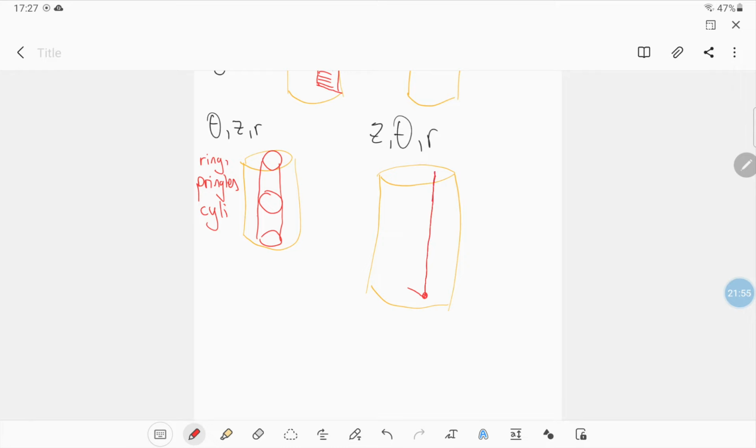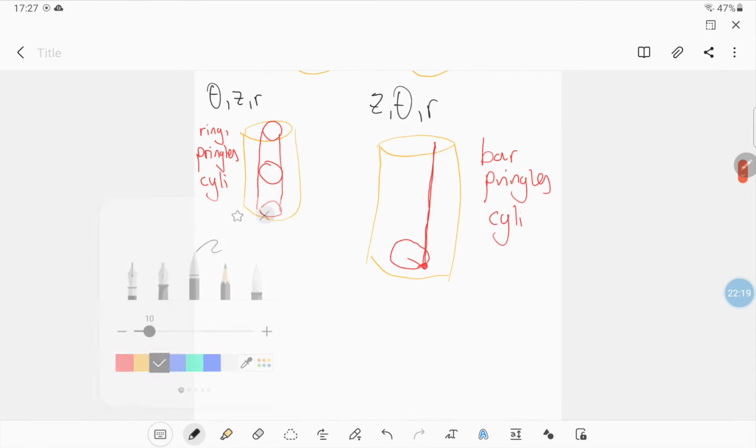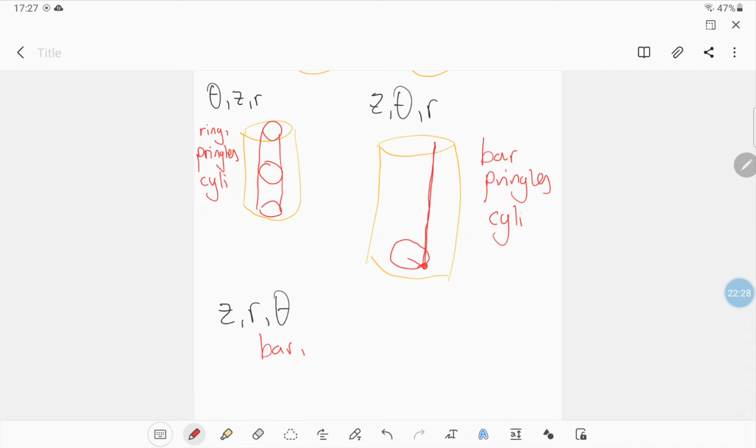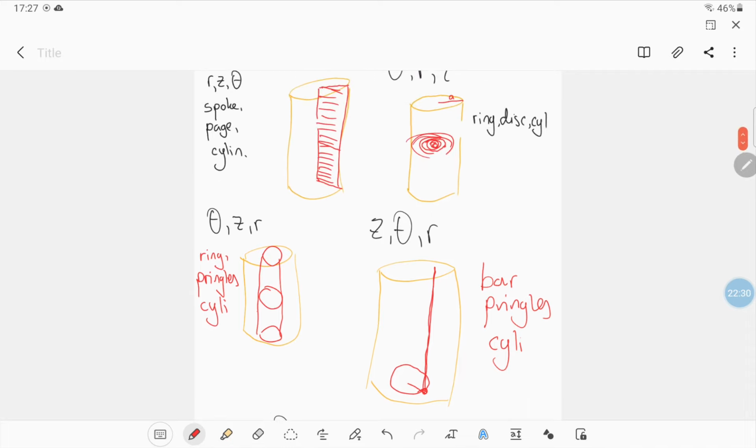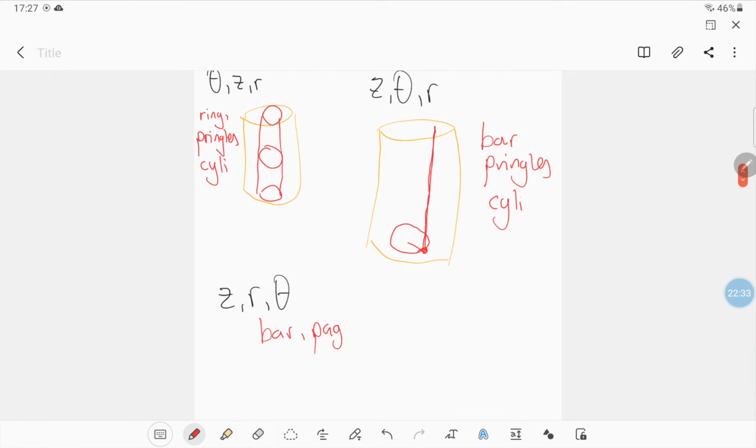So that's a bar. Okay, and then you're adding up all the bars from theta equals 0 to t. Then you actually end up with Pringles, I think, again. So you get bar, Pringles, cylinder. And the last one, which is z, r, theta: you'd start with a bar, just like a bar in the cylinder, and then if you integrate that with respect to r, you're going to get a page, and then you'll end up with a cylinder.